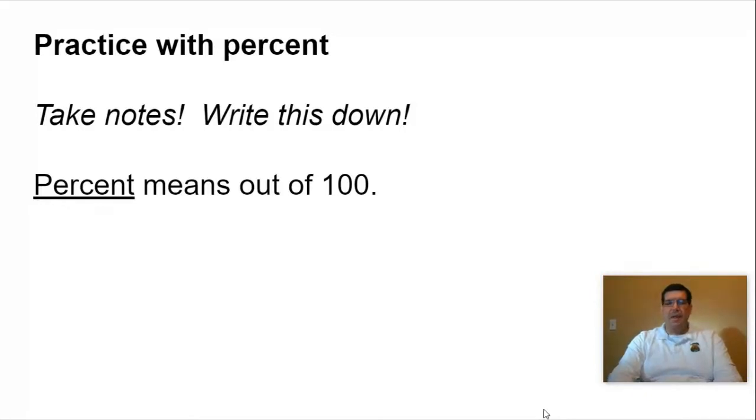Percent means out of 100. Per means for every, and cent means 100, comes from the Latin word for 100. There's other words in English with cent in them that have to do with 100, like centipede or century. Cent, 100 in Spanish is cien. That's the same Latin, comes from the same Latin word as cent. So per cent means out of 100.